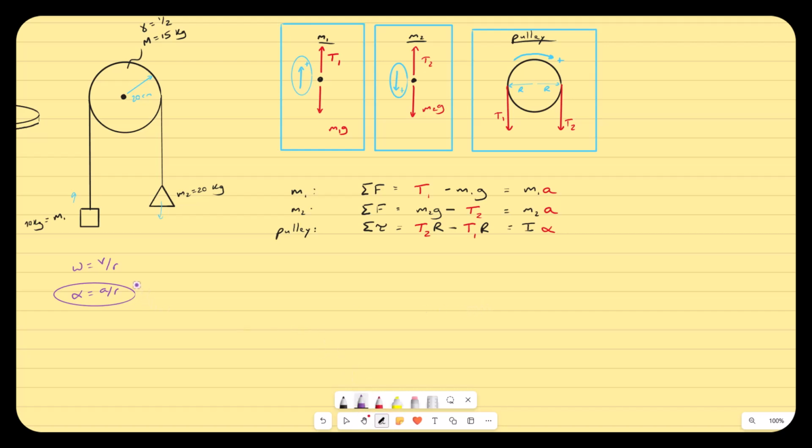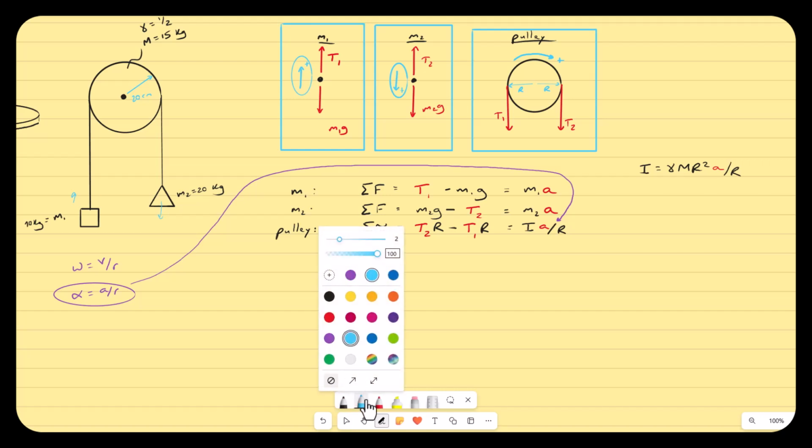I would like to plug in right here that alpha is A over R, so it equals I times A over R. I have 3 equations, and I can work with that. And my moment of inertia is going to be gamma m r squared. When I multiply that by A over R, one of my r's cancels.